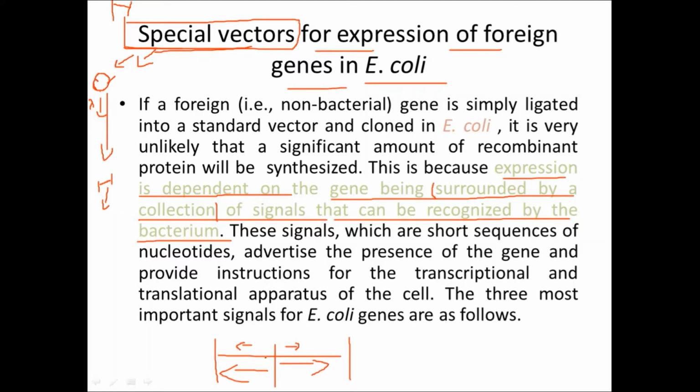Those sequences produce some signals. Signals include promoters. Why do we call it a promoter? A promoter is a segment of DNA which promotes the transcription of the corresponding downstream sequences. What is an operator? An operator is a segment of DNA that operates the entire gene expression. That's why we call it an operator. So this is a specific segment of the gene.